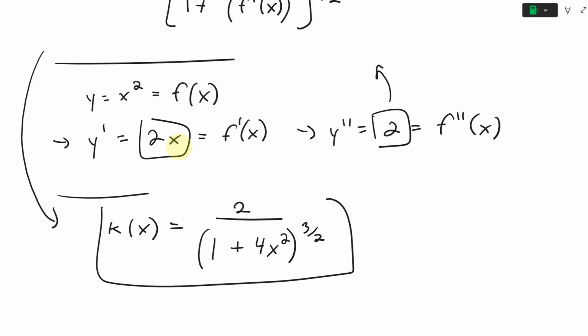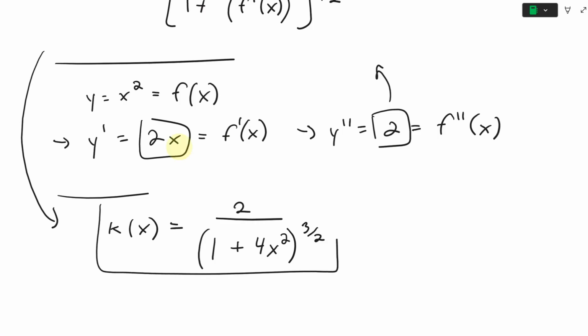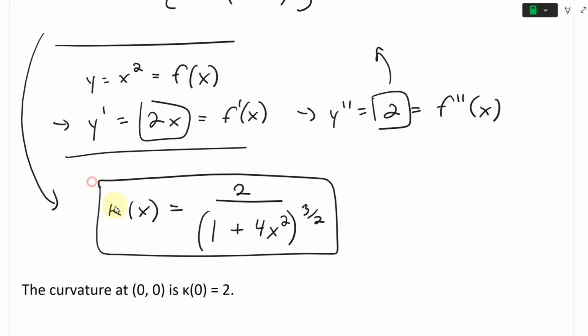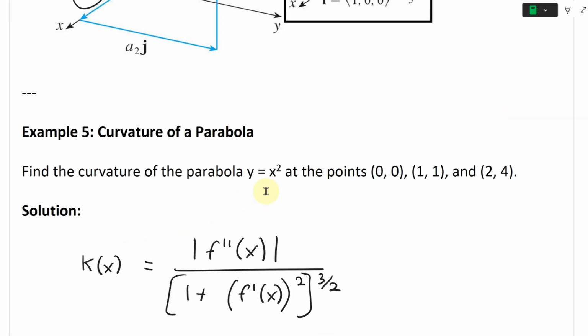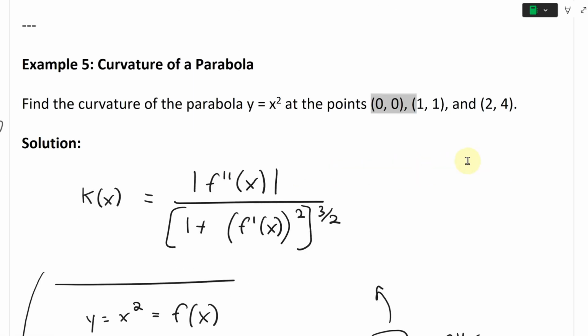So that is the curvature of the parabola y equals x squared. The curvature of it is just this. All right, so that's our curvature, and now the next step is we need to find the curvature at these points: (0, 0) at the origin, (1, 1), and (2, 4).